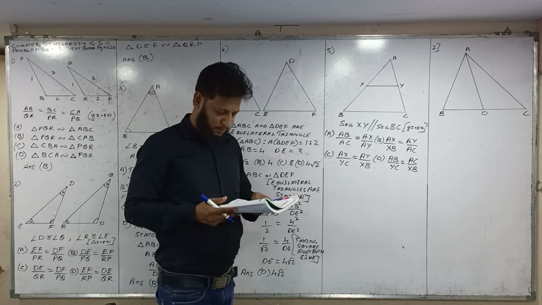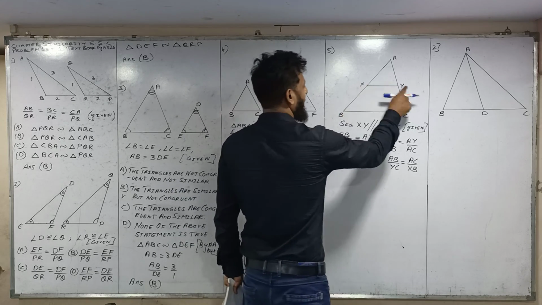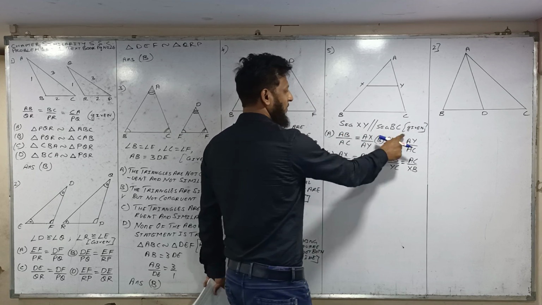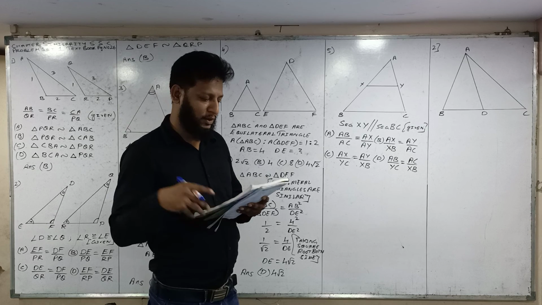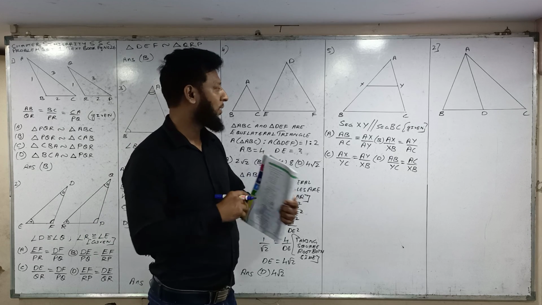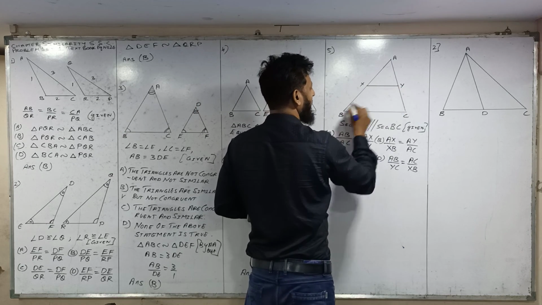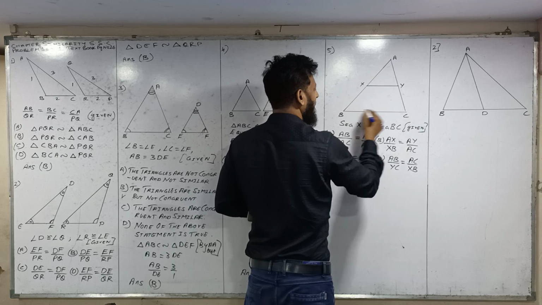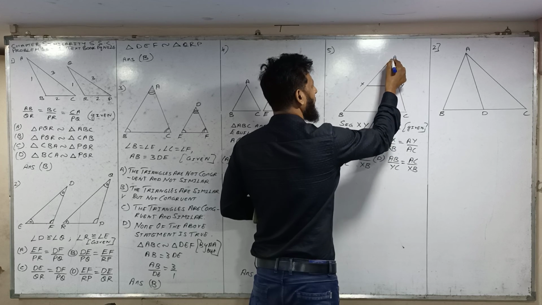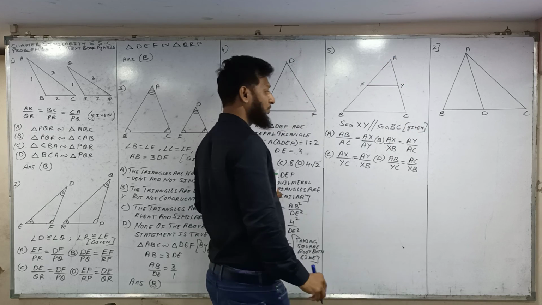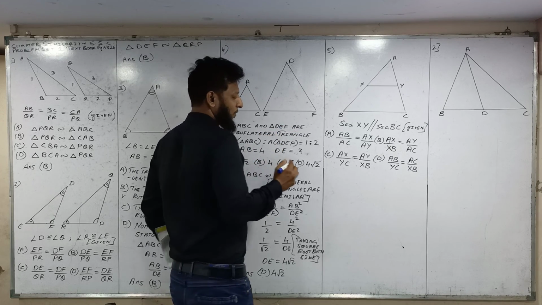Come to this triangle. Question number 5. XY is parallel to BC, given. Which of the following statements is true? Okay, so remember this. Whenever in a triangle ABC this is parallel to this, that means triangle ABC will always be similar to triangle AXY. Okay, so remember this. But we'll prove it over here.